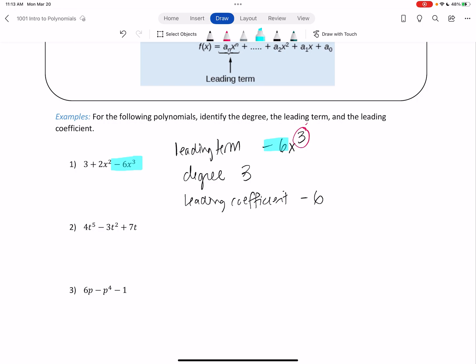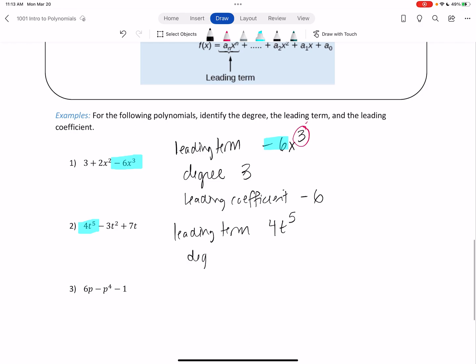Okay, so let's try again. 4t^5 - 3t^2 + 7t. So this time it occurs at the front. The leading term, the one with the highest exponent, is 4t^5. The degree is that exponent, 5, and the coefficient is that number in the front, 4.